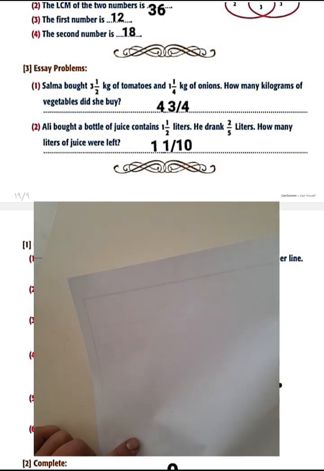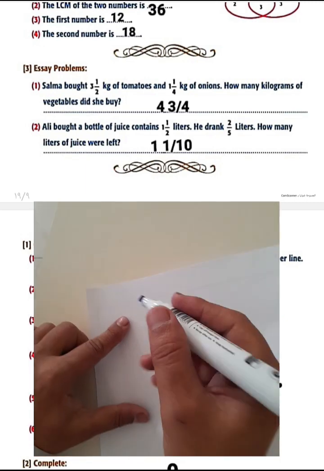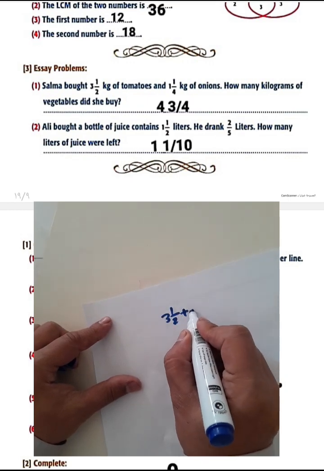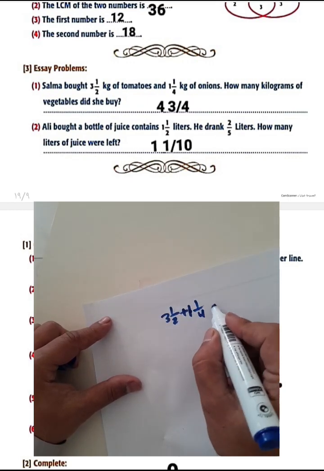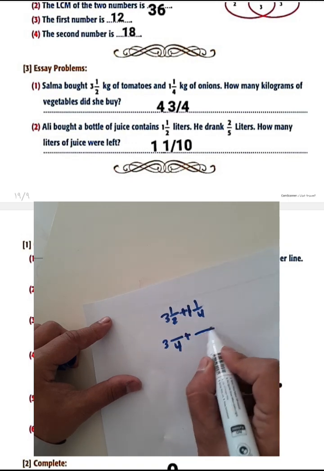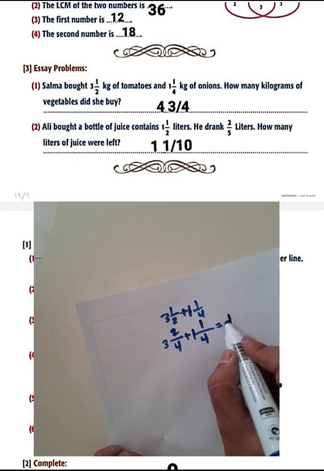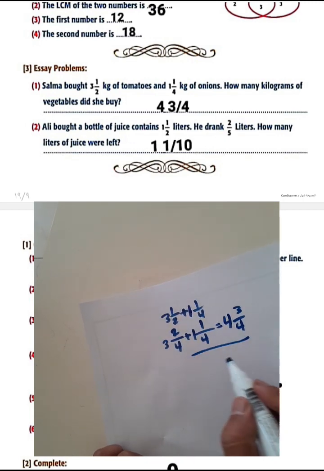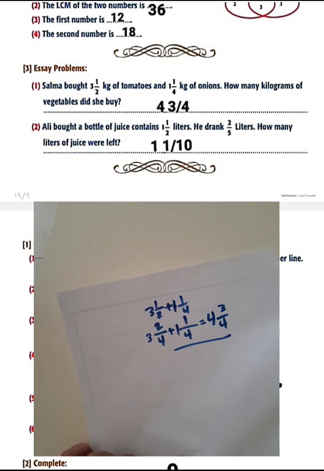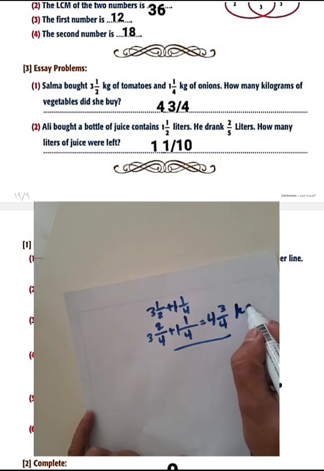Look at question number 3. Salma bought 3.5 kilograms of tomatoes and 1/4 kilogram of onions. How many kilograms of vegetables did she buy? We must add them. 3.5 plus 1 and 1/4. We can find the least common multiple between them. It will be 4. 2 times 2 equals 4, and 2 times 1 equals 2. Write 3 plus 1 equals 4, 2 plus 1 equals 3, and then write 4 in the denominator. Then the result will be 4 and 3/4 kilograms.